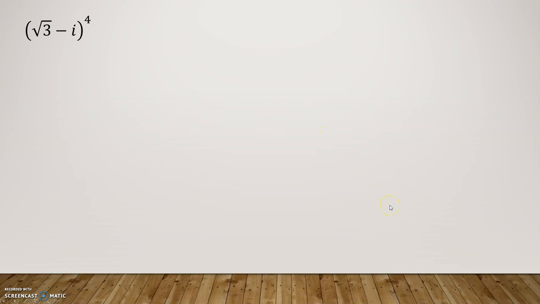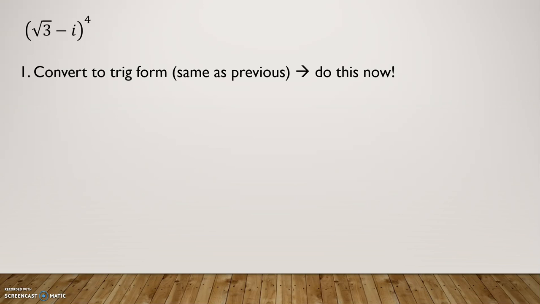So I'm going to do one example with you. We have the square root of 3 minus i to the 4th power. What we can do is convert that first to trig form, same as previous. So why don't you take a moment to do that now? Hit pause to convert it to trig form. If you do, you should get 2 CIS 11 pi over 6 when you convert it.